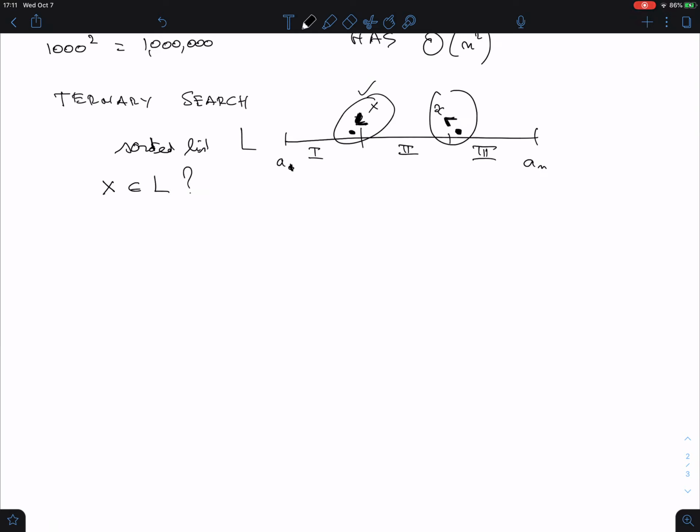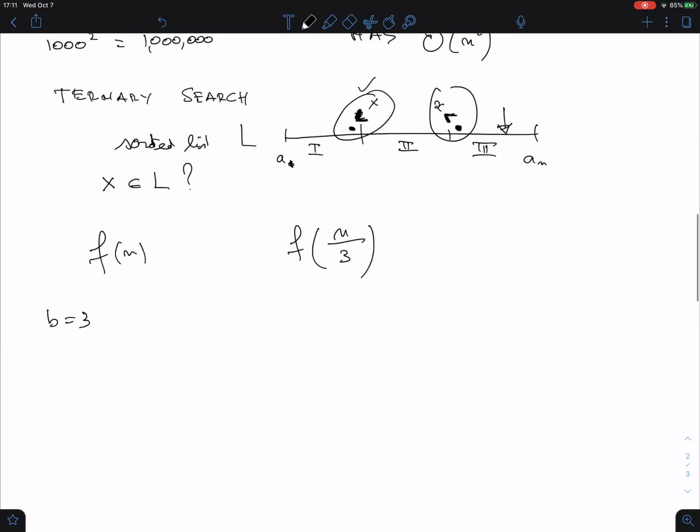So let's now analyze what the complexity of this is. First of all, we divide the size in 3, so B will be 3 here. How many times do we have to carry out the smaller one? Only once. Remember, wherever X lands, say after we tested, X seems to be in part 3, then we will only carry out the search in part 3. We don't care about parts 1 and 2 anymore. So we only have to carry it out once. So A will be 1 here, so I don't need to write it.